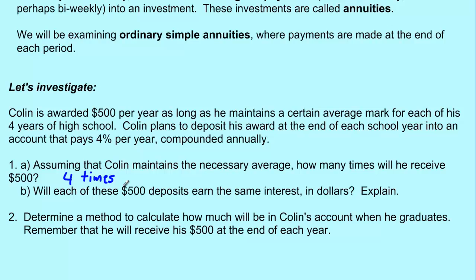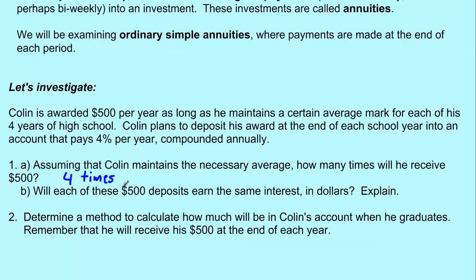Well, I would assume that the $500 that he earns after grade 9 will be sitting in the bank all the way through grade 10, all the way through grade 11, and all the way through grade 12, earning interest that whole time. Whereas the $500 that he earns at the end of grade 12 will just go into the bank, but it won't earn any interest because that's the end of the term in the account. So will each of these $500 deposits earn the same interest? The answer is no. Each $500 payment will actually earn a different amount of interest.